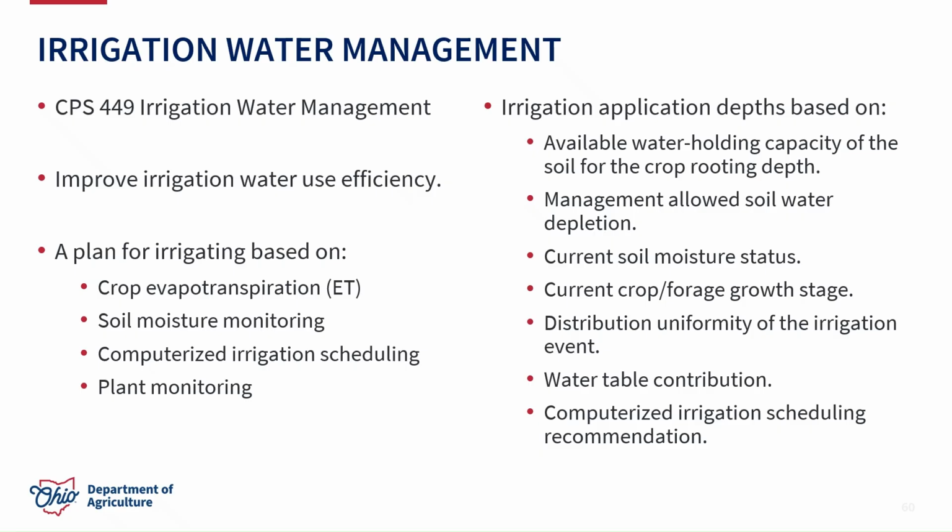Right, so we want to know the depth of water that we need to apply with the irrigation system based on the crop evapotranspiration, the monitoring of the existing soil moisture in the field, some of that computerized scheduling of what time of year it is, what growth stage that crop or forage is in, and then really monitoring of that plant. So there's a lot of things that can go into the complexity of an irrigation water management plan, but at the end of the day, it's a plan set forth to let us know when and how much we should be irrigating to more efficiently use the water resource available.